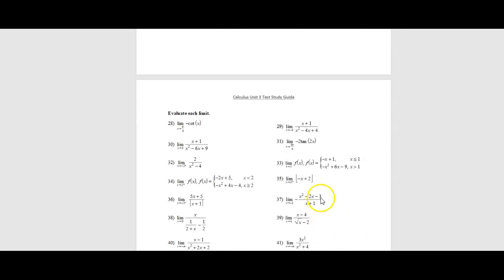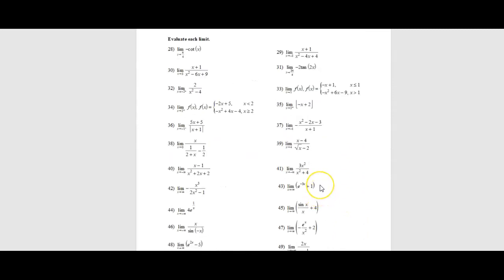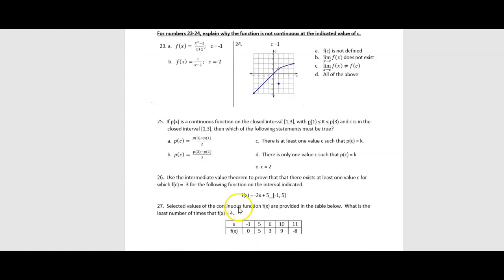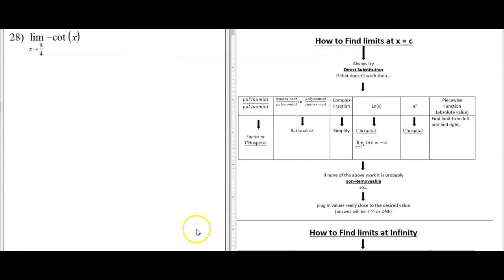Okay. Let's go ahead and get into some of the more calculation-based limit questions that we're going to be dealing with. All right, guys, so for the rest of the problems, we're just evaluating limits.